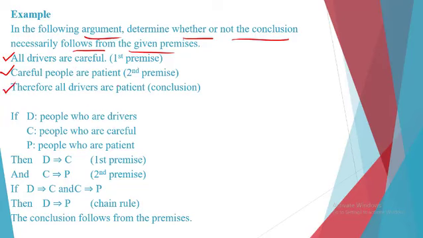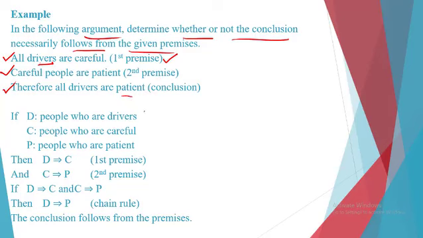The first one says that all drivers are careful. And then careful people are patient. Remember, drivers here are careful. So careful people that are being talked about here are also the drivers. Is that true? Careful people are the drivers, since drivers are careful. So we can go to the conclusion that careful people are patient, and the careful people who are patient are the drivers. So drivers are patient.